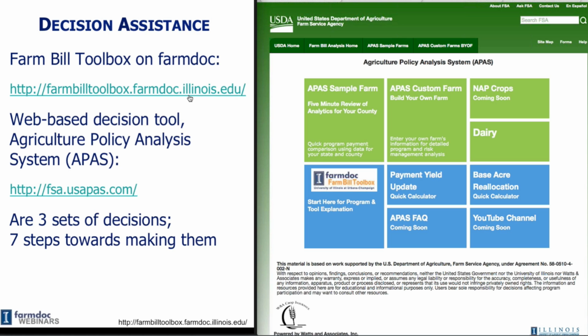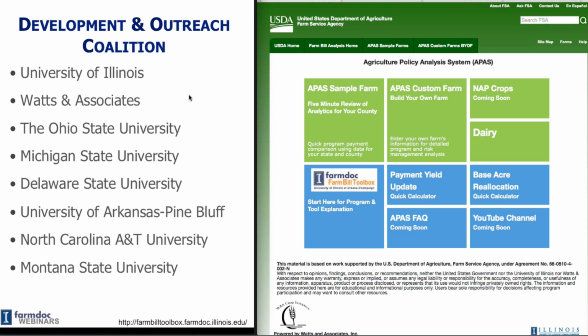The tool that we've developed is based in a coalition. You can see the members there. University of Illinois, Watson Associates have been our main developer of the APAS tool, which you see to the right of your screen. Ohio State University, Carl Zulauf there. Michigan State, Roy Black, and the Delaware State University of Arkansas, Pine Bluff, North Carolina A&T, and Montana State University. So that's who's all involved in this effort.